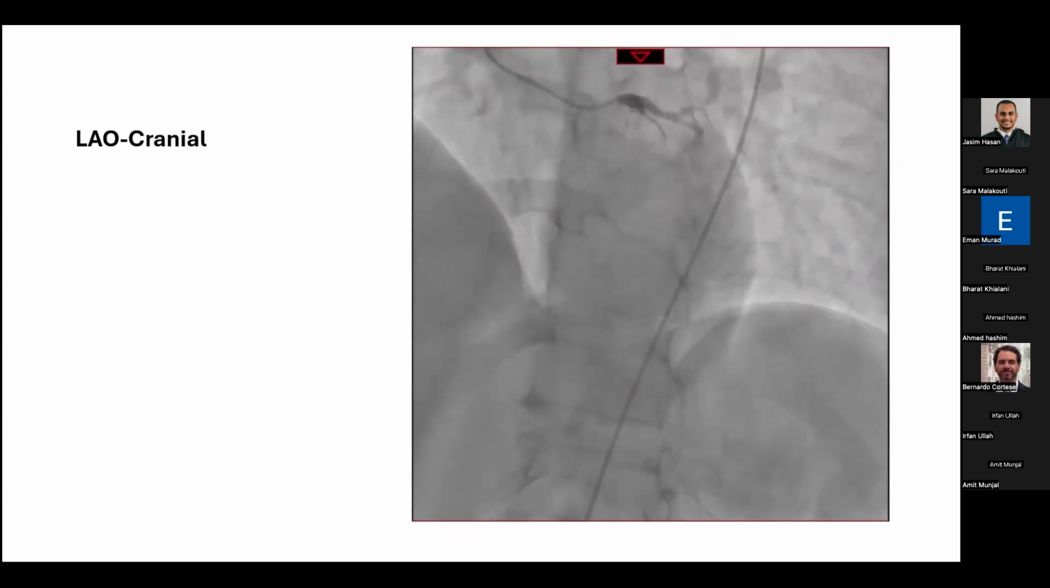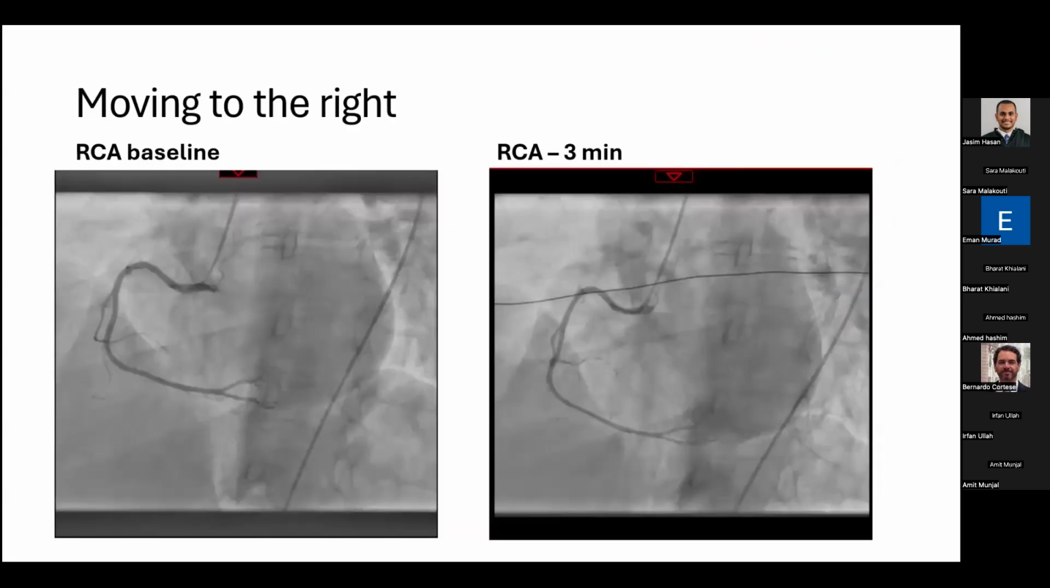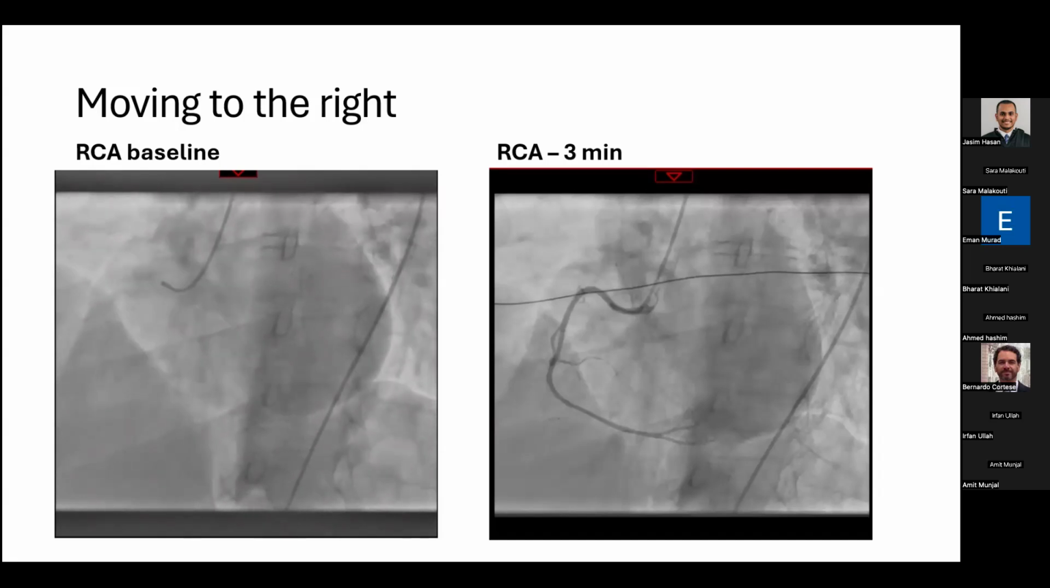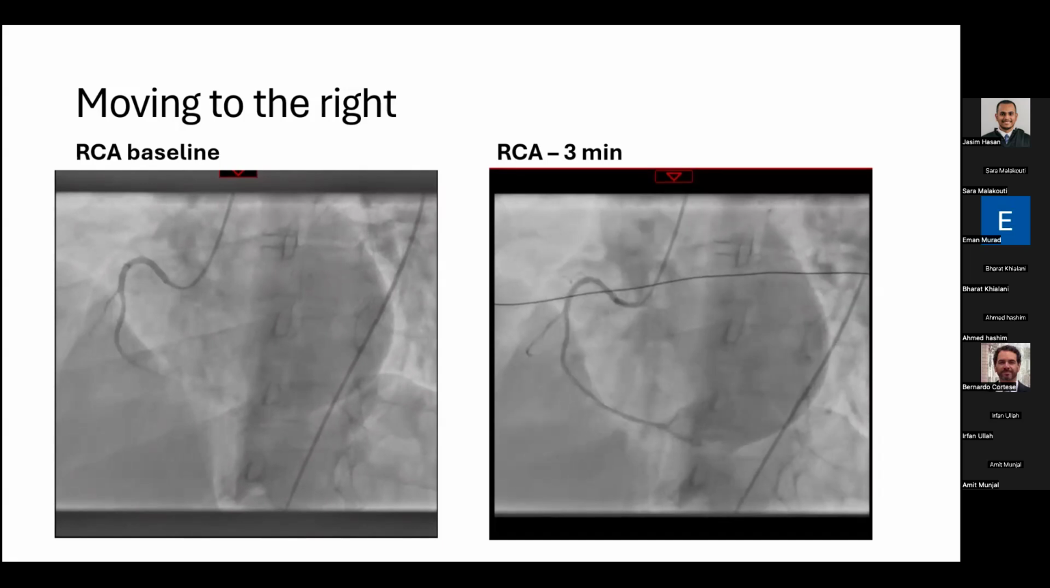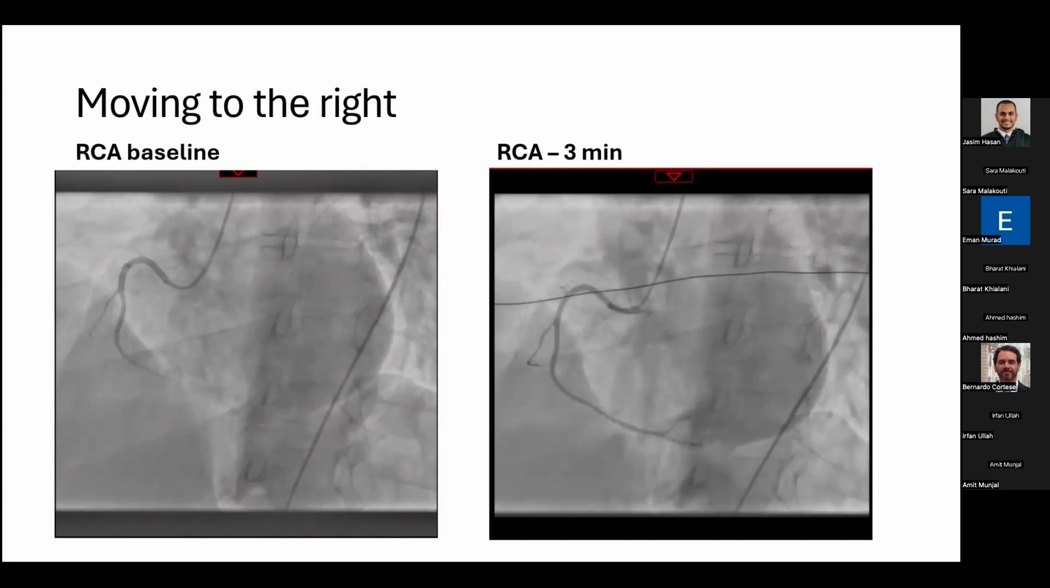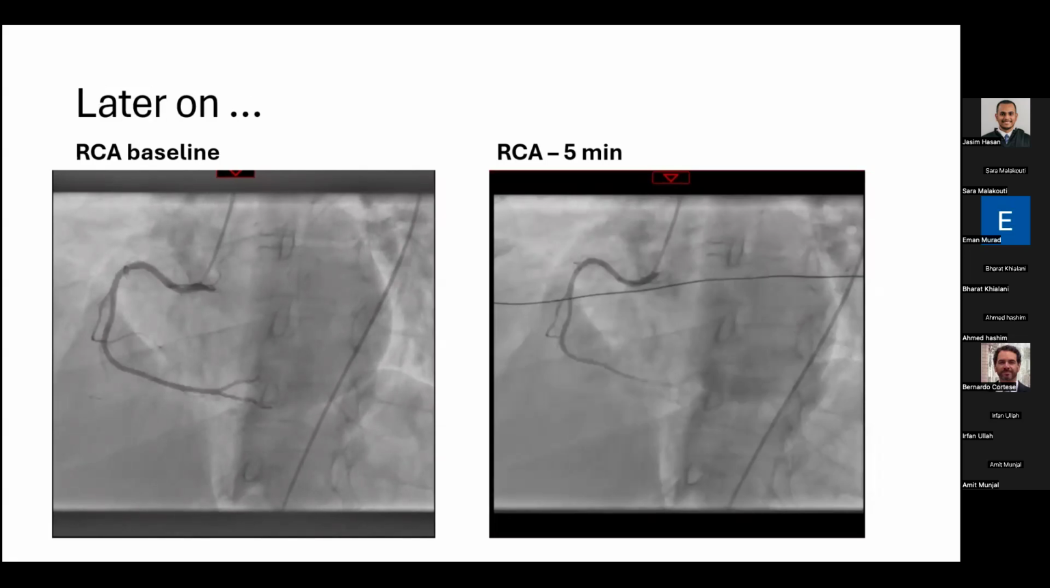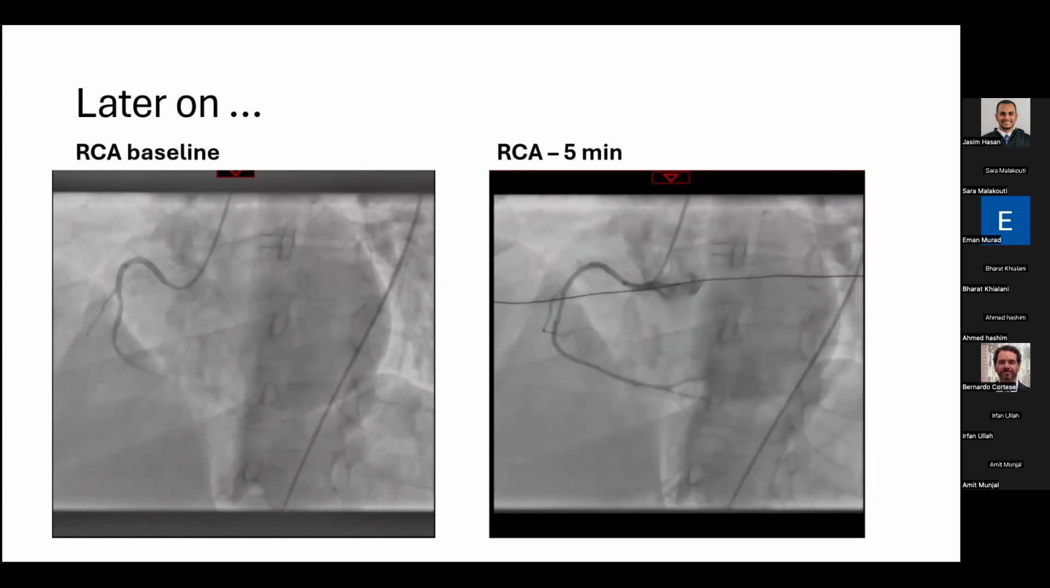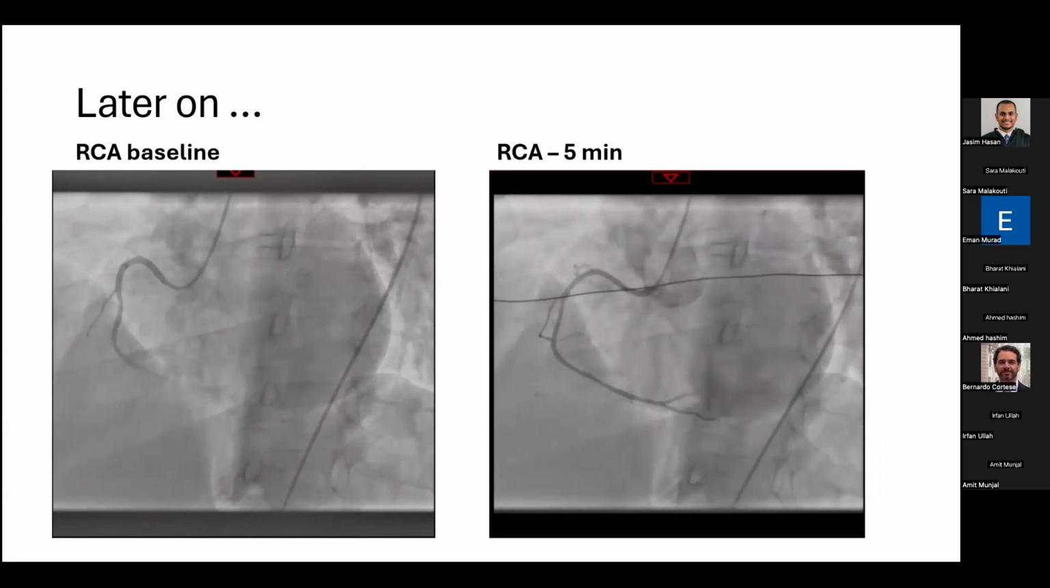During the exam, she didn't have chest pain here, neither ECG modification. We went to the right side, we shot the right. Again, it's normal. 3 minutes and kind of reactive, but no chest pain, no ECG modification, and no 70% stenosis. Again, this is the baseline at the left side of the screen. On the right side of the screen, we have the 5 minutes after the injection. Again, we see some reaction, but for me, it's the same.